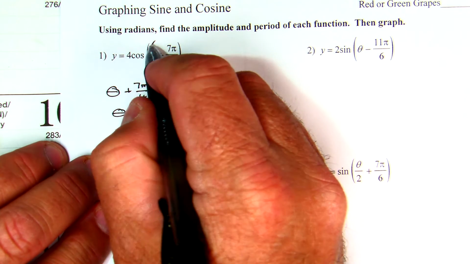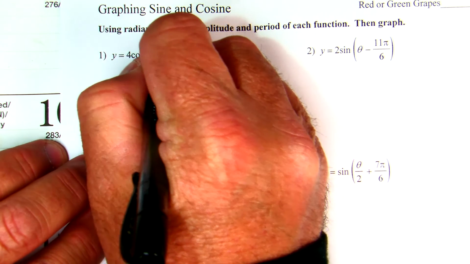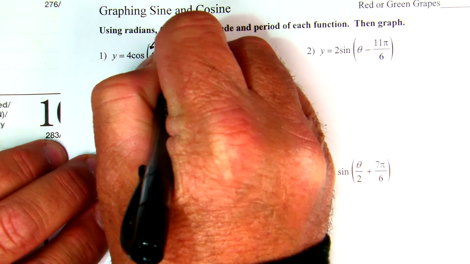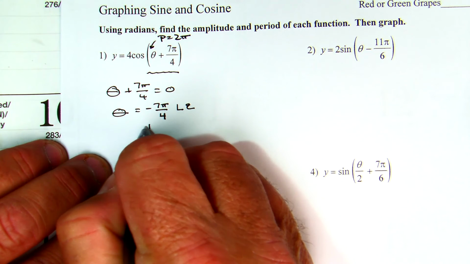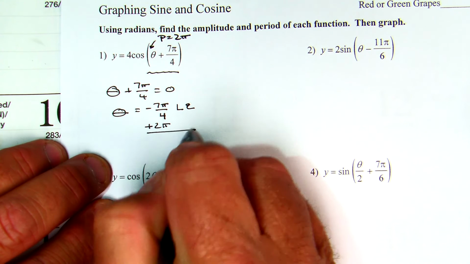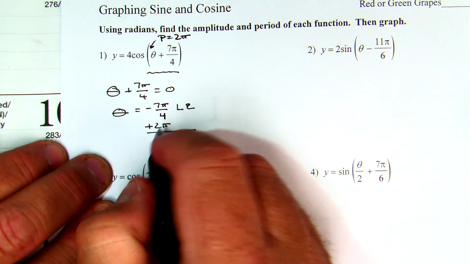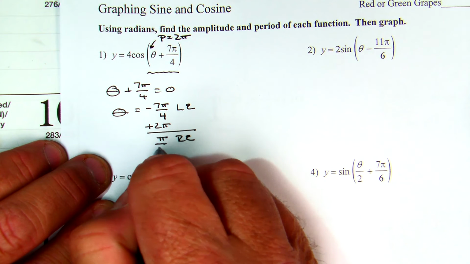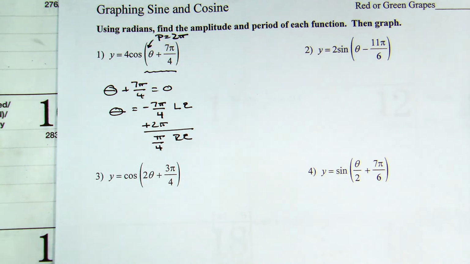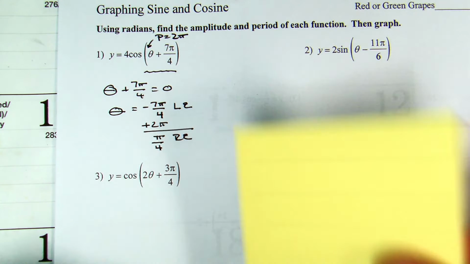Alright, again, since there's no coefficient, my period is 2 pi. So I'm going to add 2 pi to negative 7 pi over 4 to get my right-hand point. Alright, the result would be pi over 4. So my left end point's at negative 7 pi over 4. My right end point's at pi over 4. I'm going to try to get out a ruler. Try and do this at least as straight as I can.